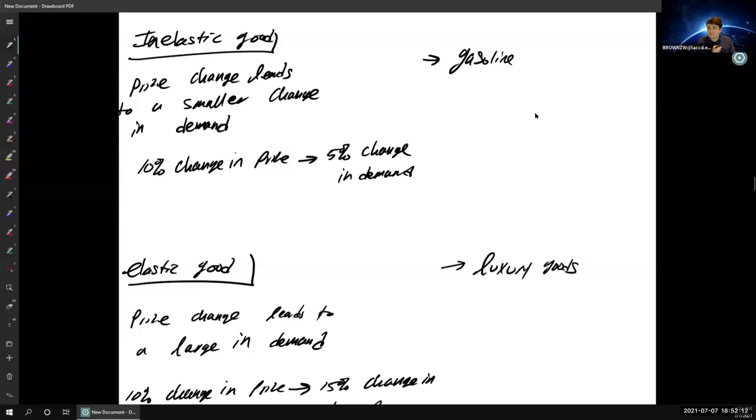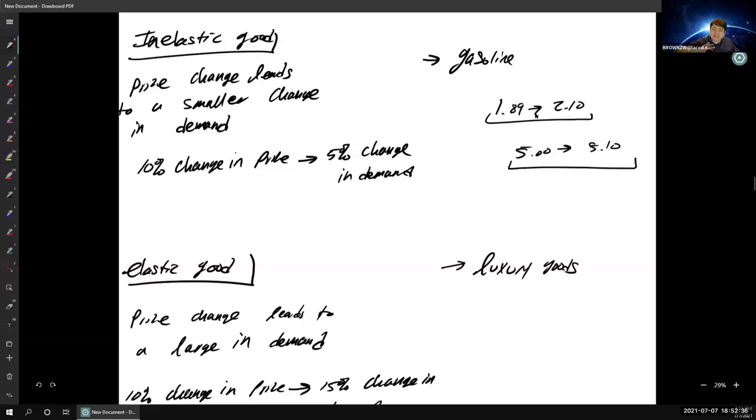The important thing is that it's all based on a specific price level. If gasoline goes from $1.89 to $2.10, that's not going to be as much of a change as if gas is all of a sudden at like $5 and we see a price change to $5.10. There's not going to be a whole lot of drop off there, but once gas starts to get really high up there, small changes will affect people.